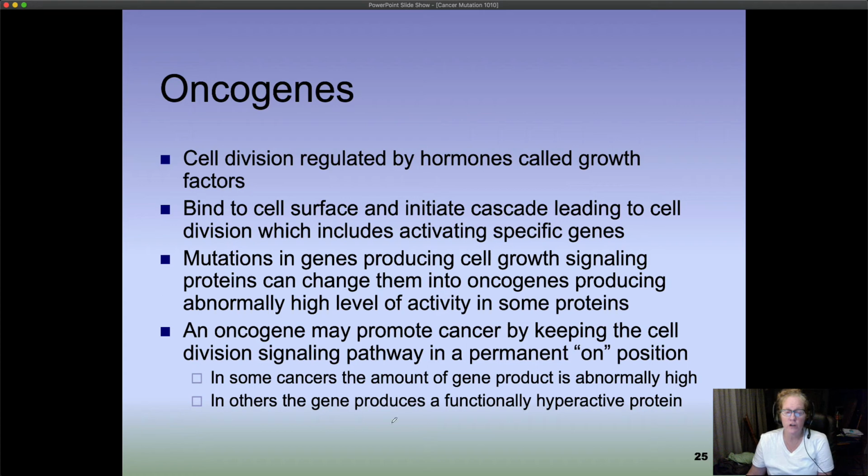So oncogenes are genes that encode for cell growth. They encode for these growth factor hormones that induce mitosis and increase what's referred to as cell proliferation, or an increase in cell production. The products of oncogenes will bind to a cell surface and go through a cell signaling cascade that tells the cell to divide.